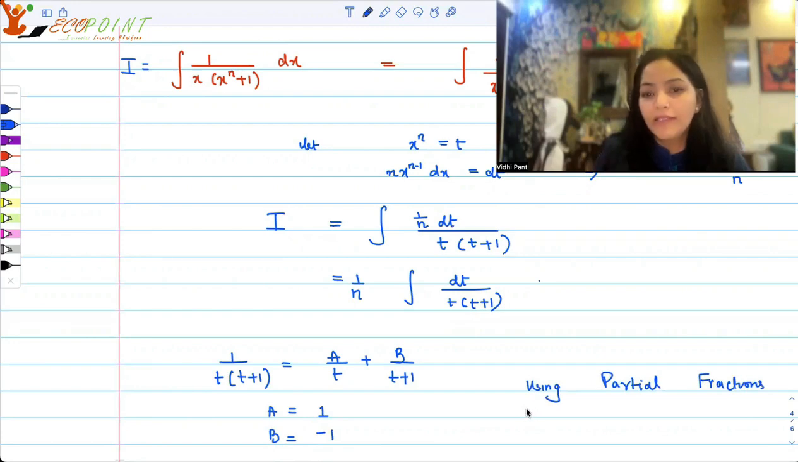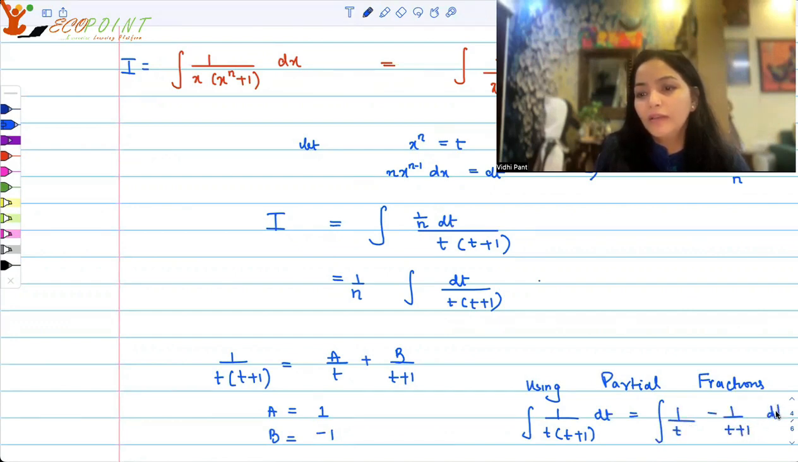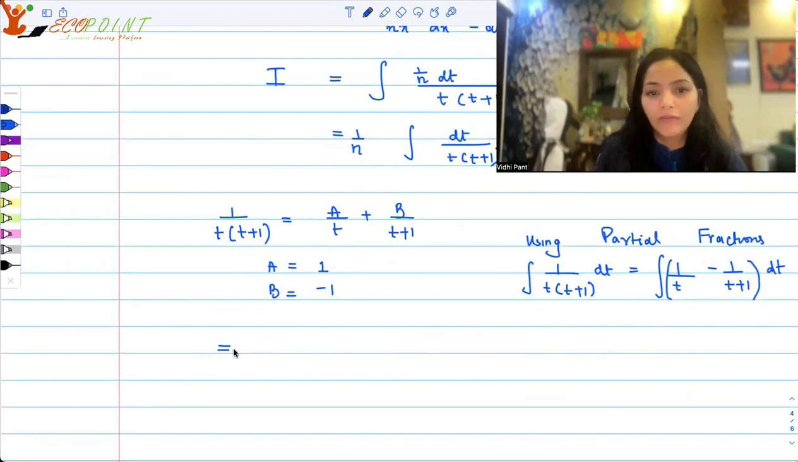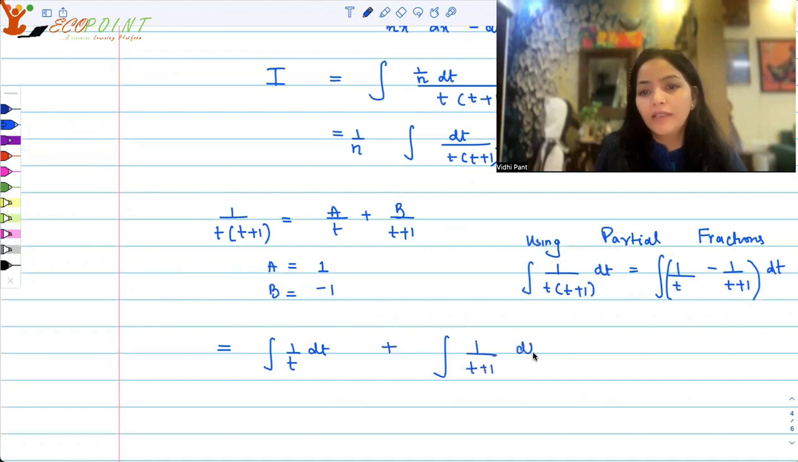what is happening? I can say that integral 1 upon t into t plus 1 dt is nothing but integral 1 upon t minus 1 upon t plus 1, the entire dt. So integrating this, which is equal to integral 1 upon t dt minus integral 1 upon t plus 1 dt. Mind you guys, do not forget the 1 upon n later on, okay? So right now, I'm just concentrating on this part. But yeah, there is 1 upon n. So I'm going to call it I1.